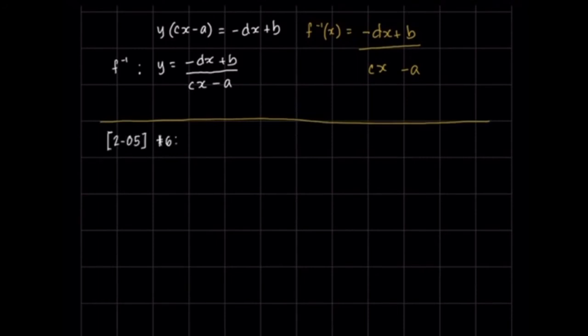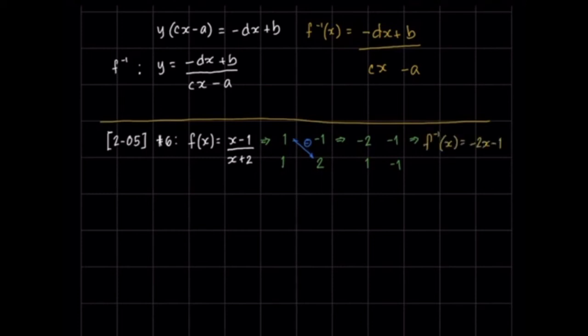In exercise 2-05, number 6, pinapahanap sa atin yung inverse ng x minus 1 all over x plus 2. So using this method, the coefficients and the constants are 1, negative 1, tsaka 1 and 2 sa baba. We change the positions of 1 and 2 at gawin nating negative. So, makuha natin dun sa matrix natin, negative 2, negative 1, 1, negative 1. And, ipatong na lang natin yung f inverse of x saka yung variables. So, f inverse of x is equal to negative 2x minus 1 over x minus 1.